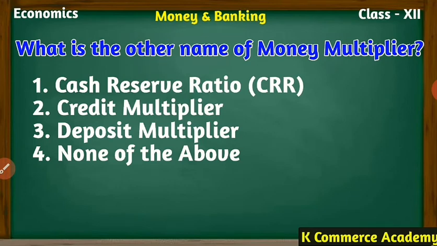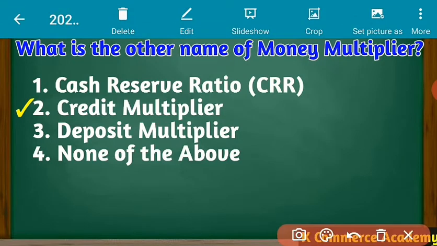Before starting that, I would like to ask you a question. What is the other name given to the money multiplier? Is it the cash reserve ratio, credit multiplier, deposit multiplier, or none of the above? The correct answer to this question is credit multiplier. It means money multiplier is also known as credit multiplier. This is the correct answer.